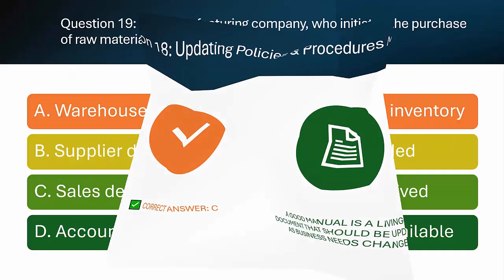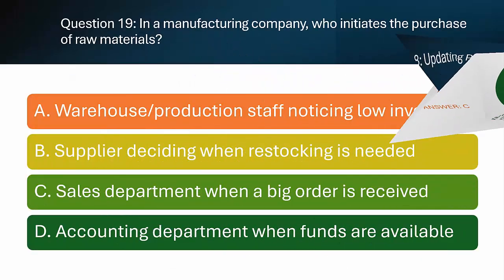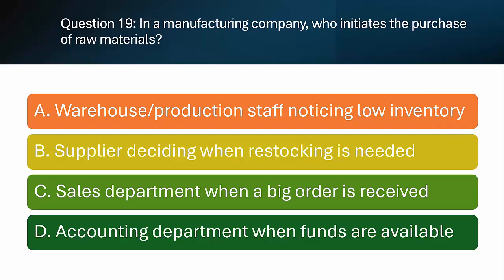Question 19. Who initiates the purchase of raw materials in a manufacturing company? In a typical manufacturing company, who is usually the first to start the process of purchasing raw materials when stock is running low? A. A staff member in the warehouse or production area noticing low inventory. B. The supplier when they think the company needs restocking. C. The sales department when a big order is received. D. The accounting department when they see funds available for purchase.